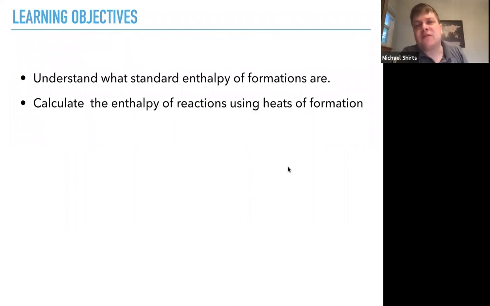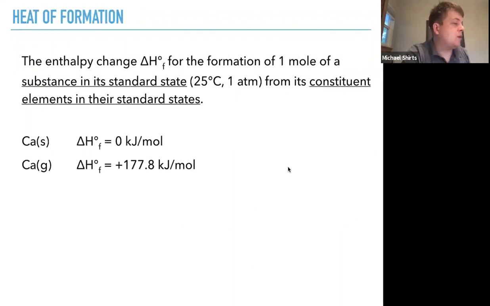Enthalpies of formation, heats of formation are essentially used interchangeably. Okay, so the enthalpy change, now we have delta H standard state F for the formation of 1 mole of a substance in its standard state, again at 25 degrees C, 1 atmosphere, from its constituent elements in their standard states. So for example, the heat of formation of calcium solid is 0 kilojoules per mole.